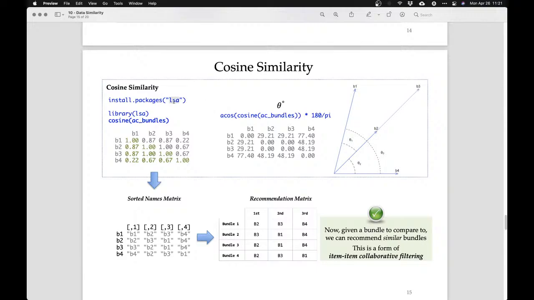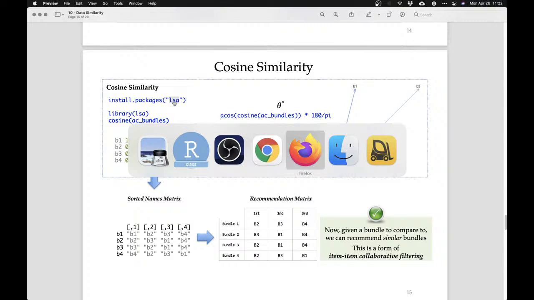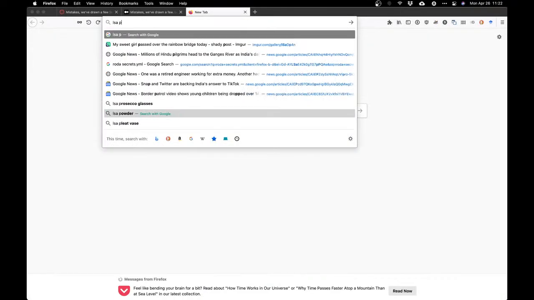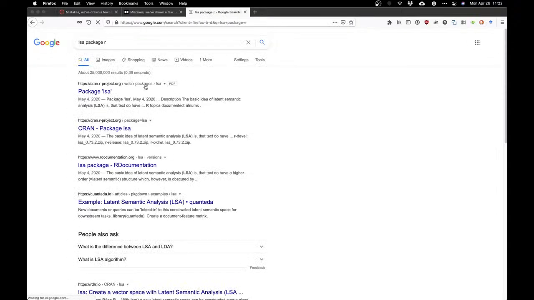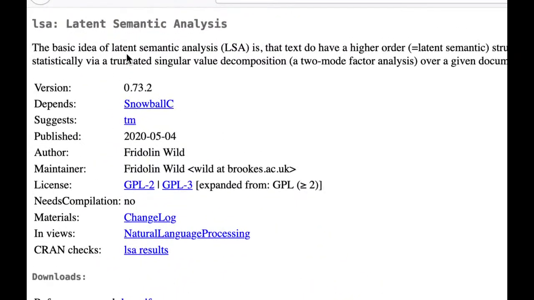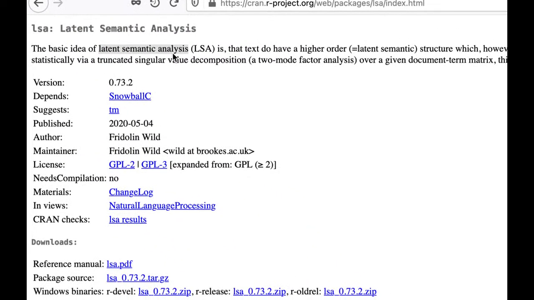By the way, this LSA package, what is this? Is this a geometry package? What kind of a package would have a cosine function, do you think? Anybody know what this LSA package is for? It must be some crazy geometry package, right? Why else would we use cosine? Let's go take a look. LSA package R. Click. Oh, that downloaded the PDF. I don't want the PDF. This is a package for latent semantic analysis. Huh. Any idea what that's for?